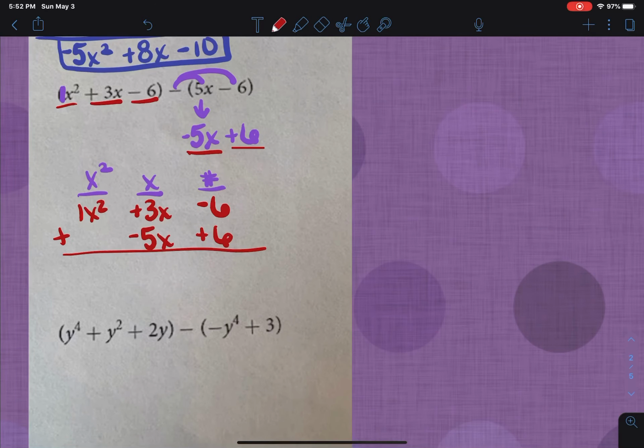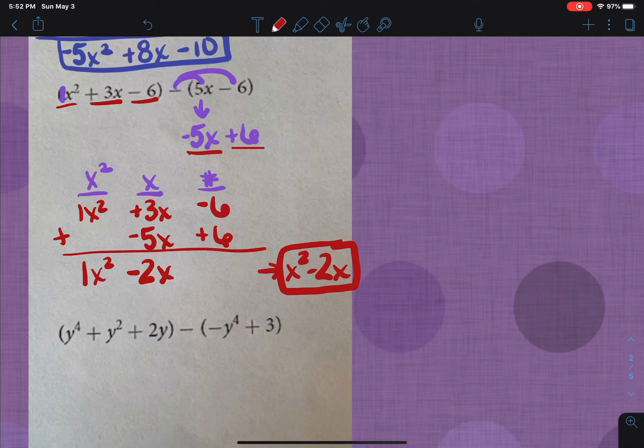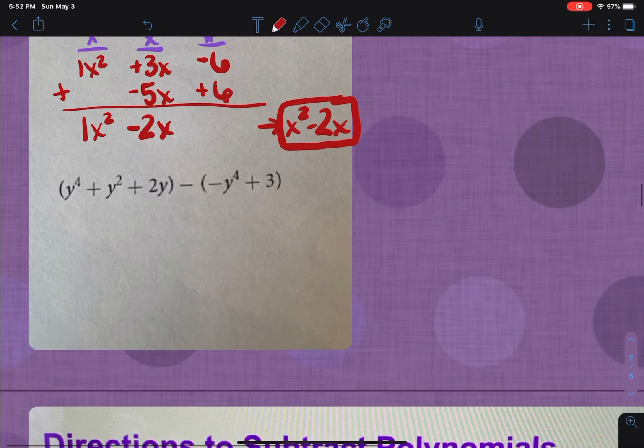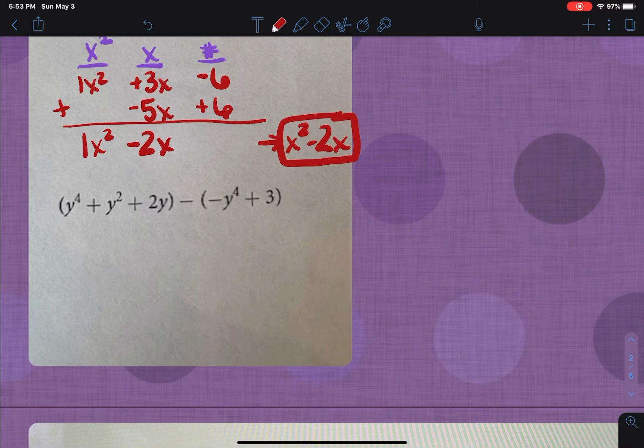So in the first column, kind of easy, it's going to be 1x squared. In this column, positive 3 and negative 5 is negative 2. The x goes with it. And then in this last column, negative 6 and positive 6 are going to cancel. So if I were to find this answer, it would be x squared minus 2x. Okay, let's try one more here.